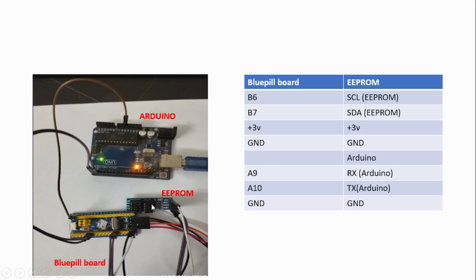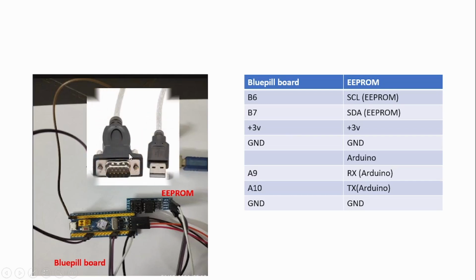This EEPROM you can also purchase for under 400 rupees, and this Arduino is also very cheap. But if you don't want to use this Arduino hardware, you can also go for this type of connector, because the purpose of the Arduino in this experiment is only to display the UART message. On this Blue Pill board we don't have any port on which we can display our UART message. That's why I use this Arduino.